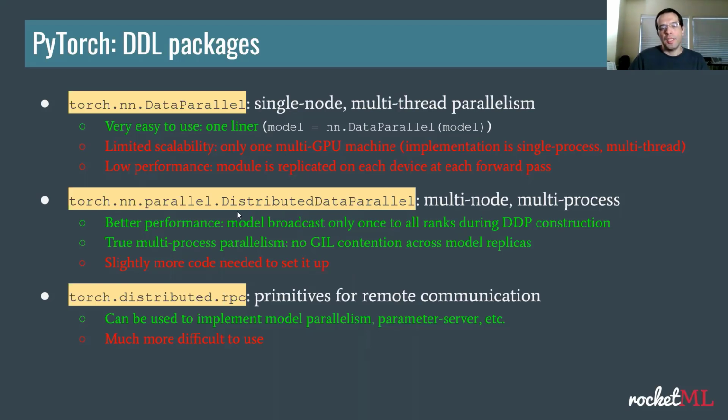The next step in the evolution is this distributed data parallel package. And this is truly multi-node, multi-process, and it allows you to run on multiple machines, each one with multiple GPUs. It has better performance also because the model is broadcast only once, as opposed to after each forward pass. It's only broadcast during DDP construction, during the object construction. And like I said, it supports truly multi-process parallelism, no GIL contention. It's slightly more complicated to use, but that's by a tiny amount. And it's really the recommended way to go, either if you're using multi-machines with multi-GPUs, or even in the case of single machine multi-GPUs, that's the preferred way to go.